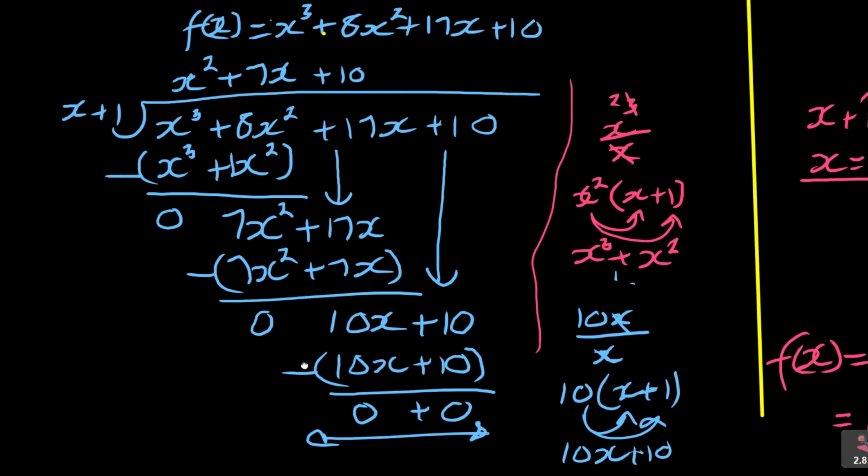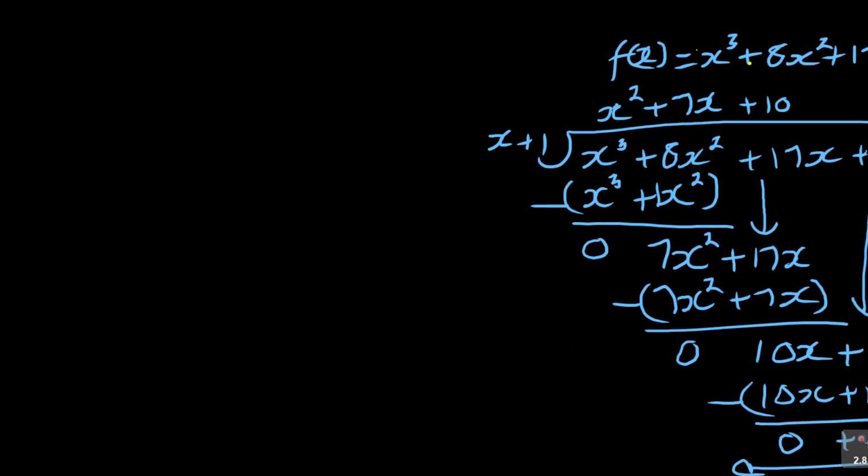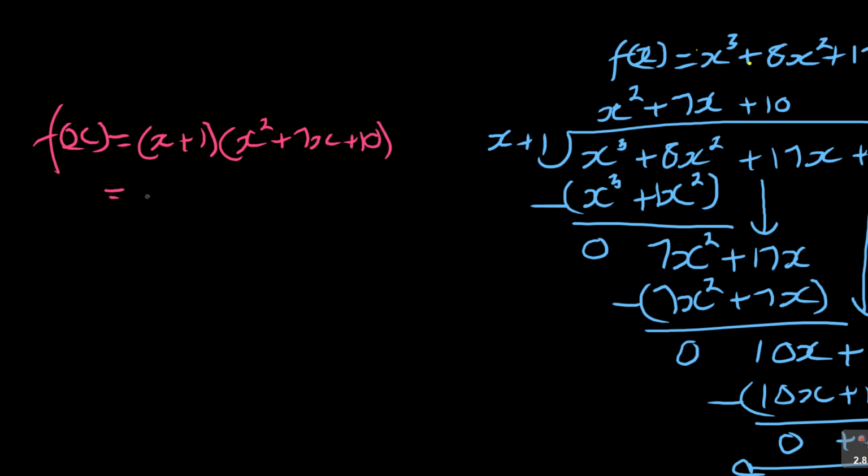So from here, you are then focused on what you have to say. My f of x is equal to x plus 1, and you also take that, which is x squared plus 7x plus 10, which then continues to be x plus 1, and then you factorize this further. Remember you said it was x plus 5 and then x plus 2. Why?